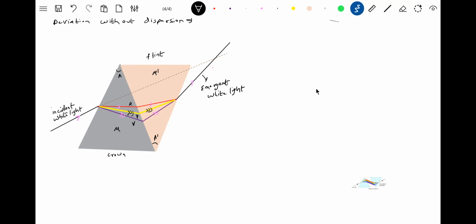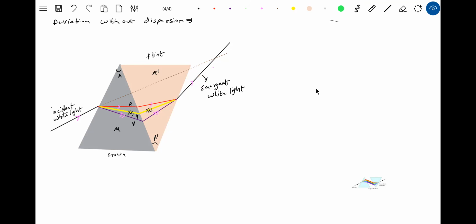Okay, there's a deviation. So there's the incident light. If you look at the incident and emergent light, they're not parallel, so there's a deviation. But the incident light was white light, and the emergent light was the white light here. So therefore, there is no dispersion, but there's a deviation. Okay, let's discuss this particular condition.